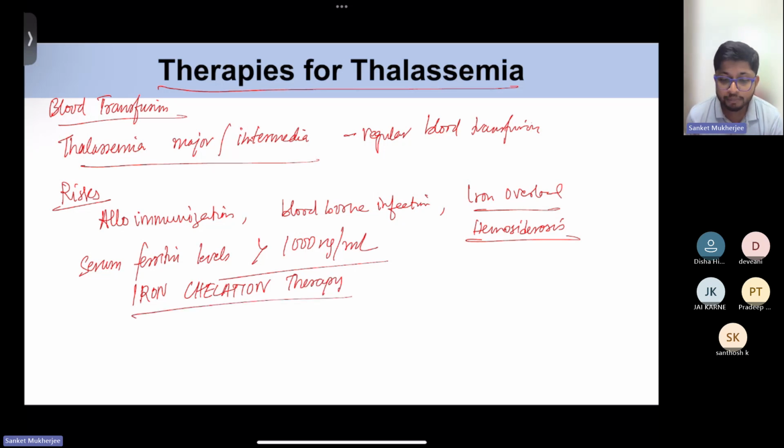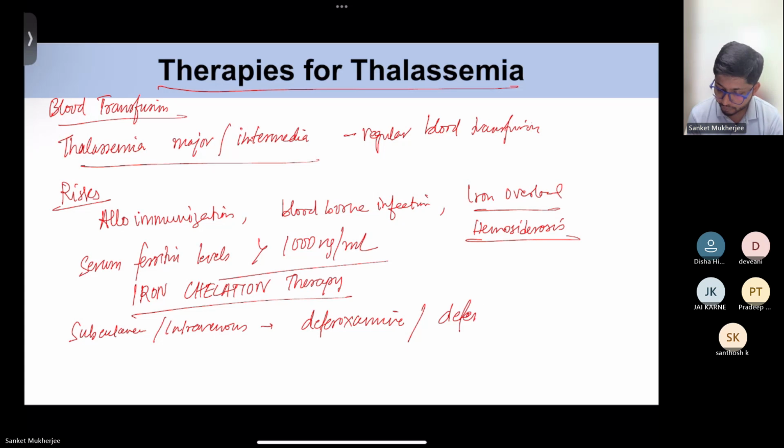So for example, there is subcutaneous or intravenous administration of certain iron chelators. It could be deferoxamine or deferiprone. These are some examples of iron chelators which are administered. They are routinely administered to patients.